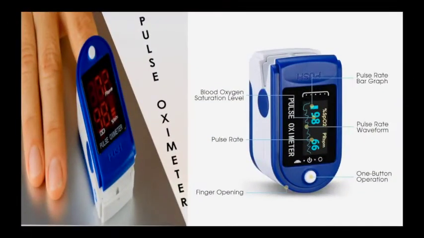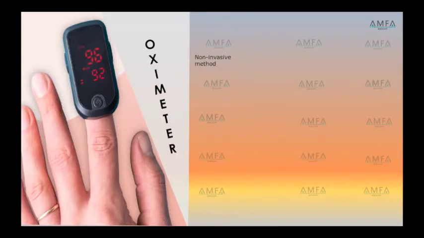Pulse oximeter. Let's look at the different displays and outputs we are getting. We can see the SpO2, the blood oxygen saturation level, and the pulse rate. You have a bar graph indication for the pulse rate. There is a waveform which averages out to give a value. Then to operate, you have one-button operation, and there is an opening for keeping the finger in. So this is a very familiar small device, especially now during the COVID pandemic. Let's look at it in detail.